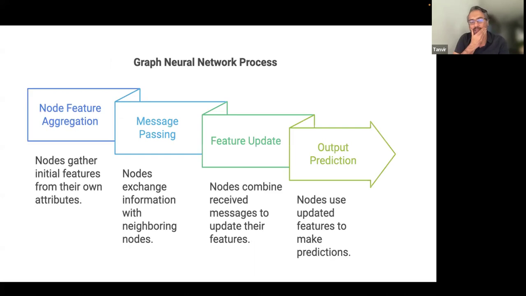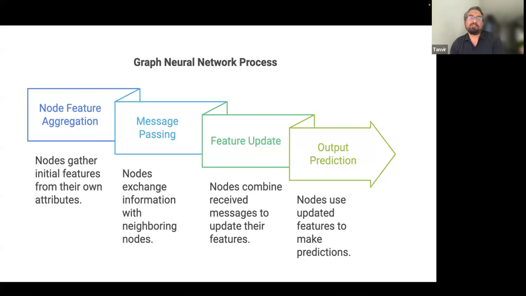So this is a brief review of what happens inside a graph neural network, what the process is and what it has. I just wanted to give a summary before diving deeper. Initially, there is something called node feature aggregation, where all the nodes gather initial features from their own attributes. Node features could be weights, valency, atom type, XYZ coordinates in that molecule.